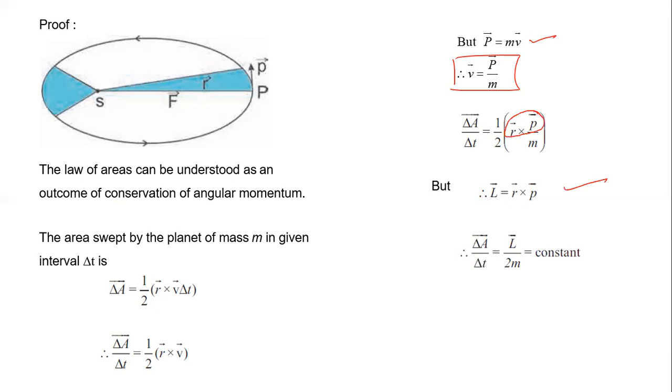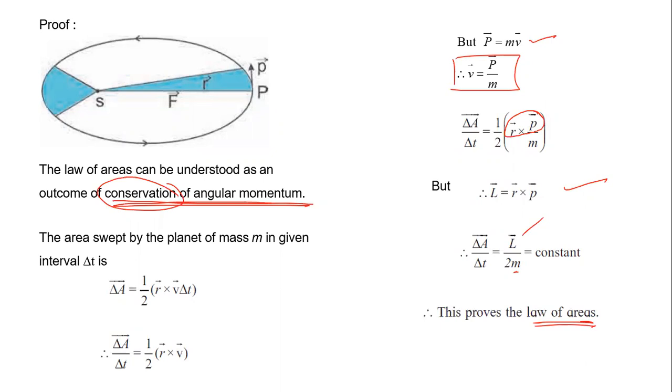I told you the second law is related to conservation of angular momentum. Conservation means angular momentum is constant. Means L is constant and mass of the planet is also constant. Constant divided by constant is a constant. So here we have written delta A by delta t is equal to constant. And this is the law of areas.